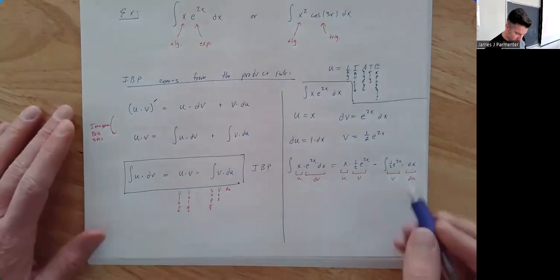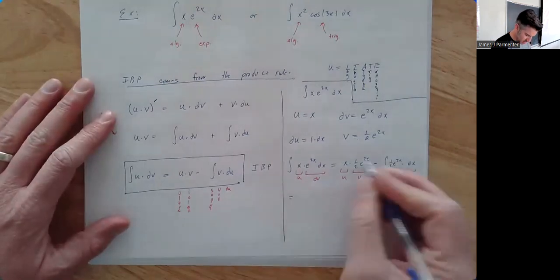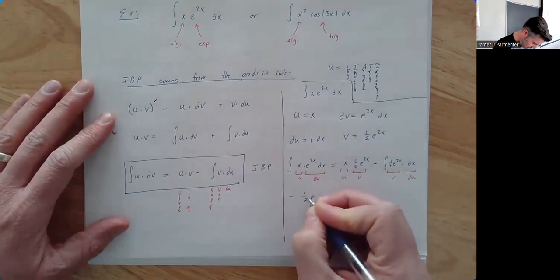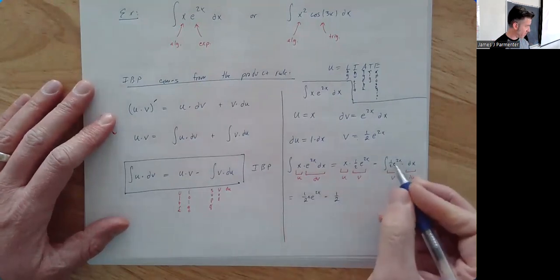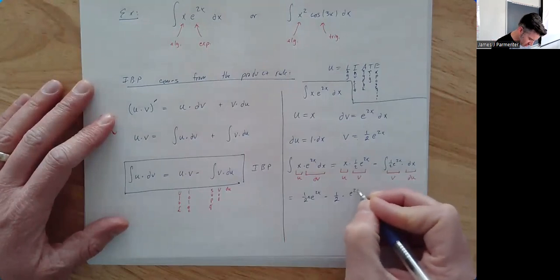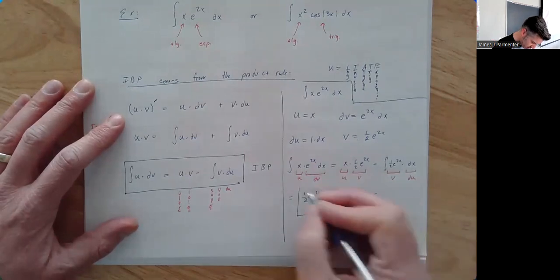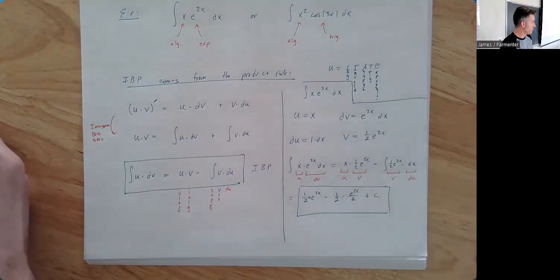So now if we look at this, this remaining integral is something we know how to integrate. Let me simplify this just a tiny bit and write this as 1/2 times x times e to the 2x, minus 1/2 times the integral of e to the 2x, which is another e to the 2x divided by 2. And that is our answer. If we took the derivative of this, not that I want to, we would get back the original function we started with, which should always be true of any antiderivative you find. If you take the derivative and simplify enough, you'll get back the function you started with.